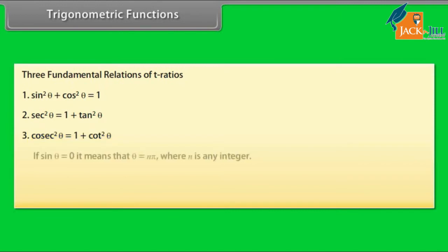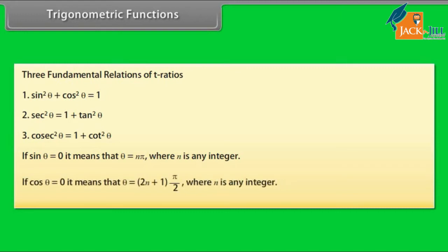If sin theta equals 0, it means that theta equals n pi, where n is any integer. If cos theta equals 0, it means that theta equals (2n plus 1) pi by 2, where n is any integer.